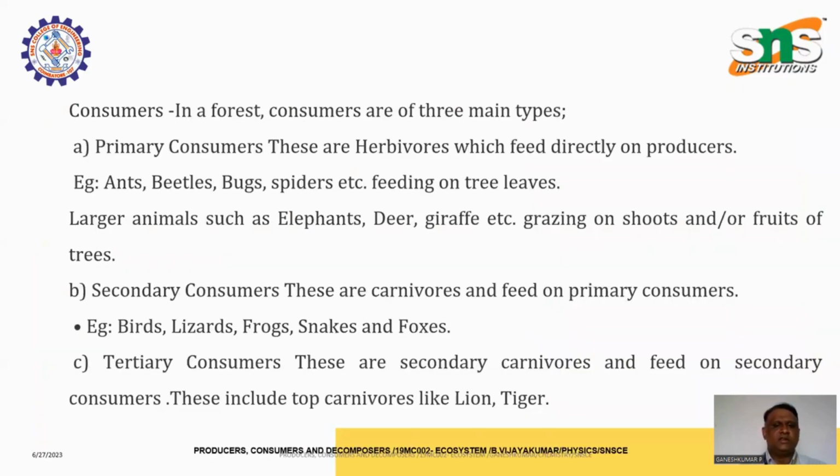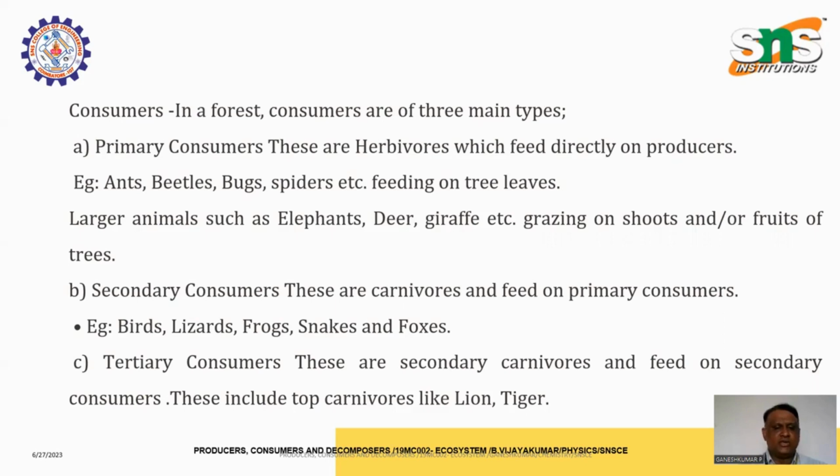We classify the consumers into three. One is the primary consumer. These are herbivores which feed directly on producers. Ants, beetles, bugs, spiders, etc. Large animals such as elephants, deer, and giraffes graze on shoots and fruits of the trees. They are also primary consumers.